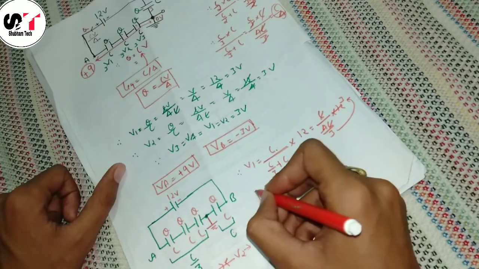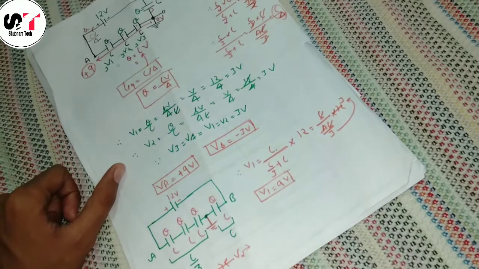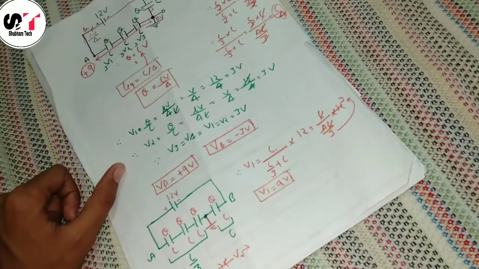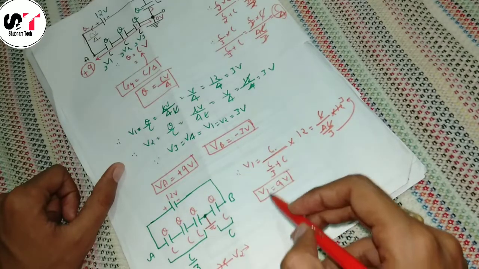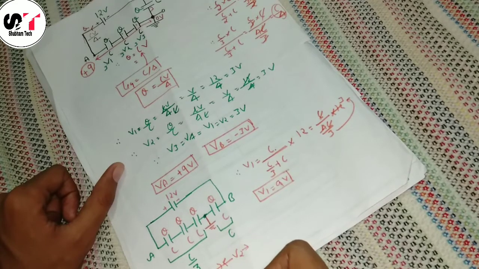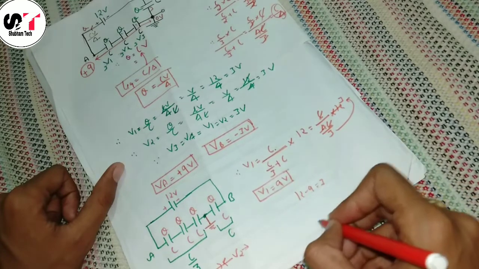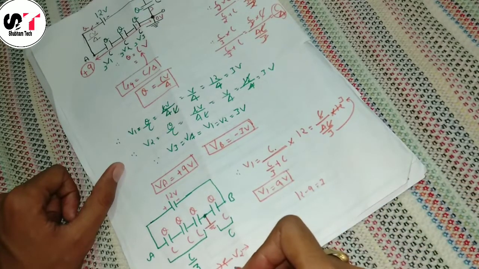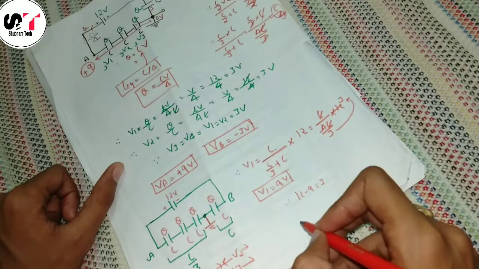Okay, so out of 12 volt, 9 volt is developed here, means 9 volt is dropped here, means 12 minus 9 equal to 3, means the remaining 3 volt is dropped here. Okay, this is the conceptual way to understand.